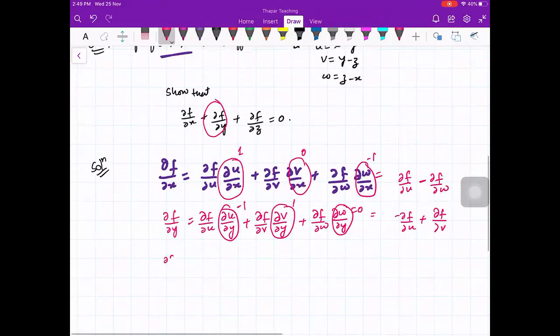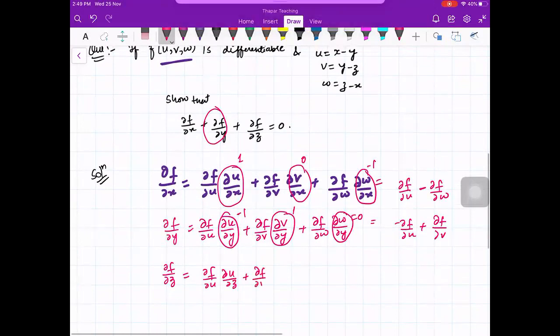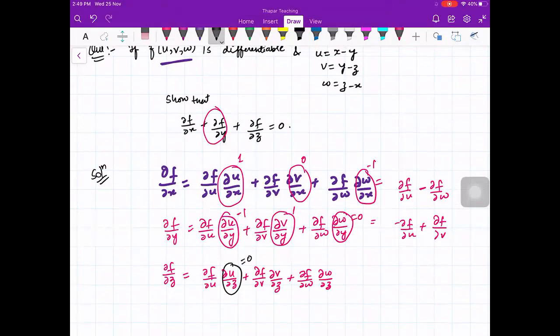Now ∂f/∂z, that is equal to ∂f/∂u ∂u/∂z plus ∂f/∂v ∂v/∂z plus ∂f/∂w ∂w/∂z. Now ∂u/∂z is 0, ∂v/∂z is −1, and ∂w/∂z is 1. So this is equal to −∂f/∂v plus ∂f/∂w.